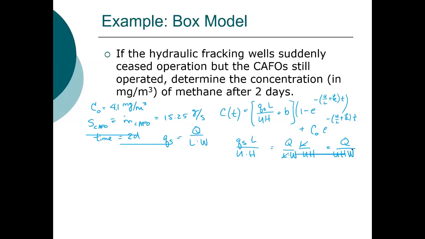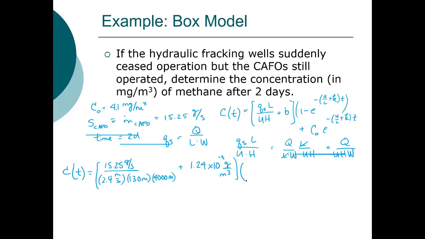So if we substitute, we have C_T is equal to the 15.25 grams per second divided by the 2.4 meters per second times the height times the width, plus B. Remember, make sure that's in the same unit. So we want that in grams per cubic meter. So that's that first term.